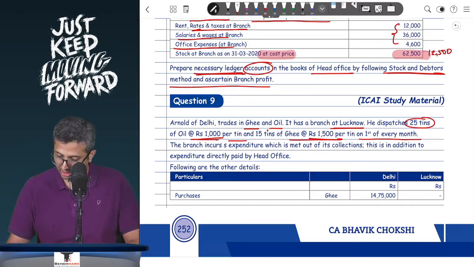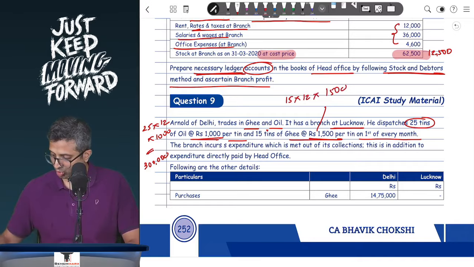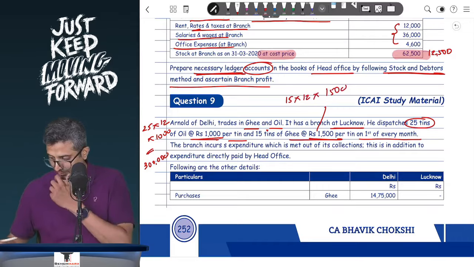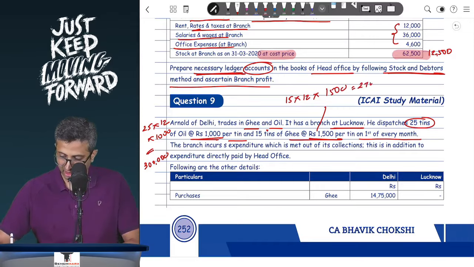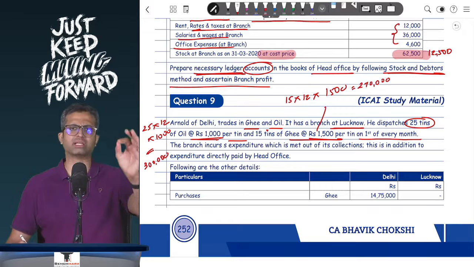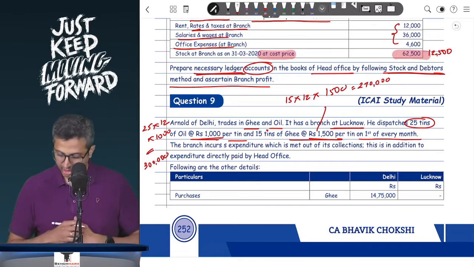oil and ghee, 25 tins of oil. So this is 25 into 12 months into 1,000. So probably this will come to around 3 lakhs. Whereas when I look at ghee, this is 1,500 and this is, I believe, 15 tins into 12 into 1,500. So if I do 180 into 1,500, it comes to 2,70,000. This will be the goods sent by the HO to the branch.